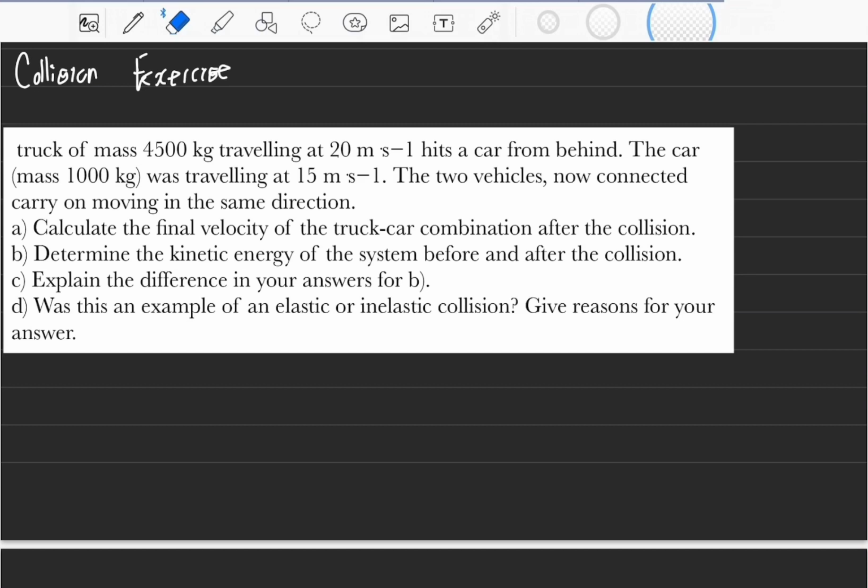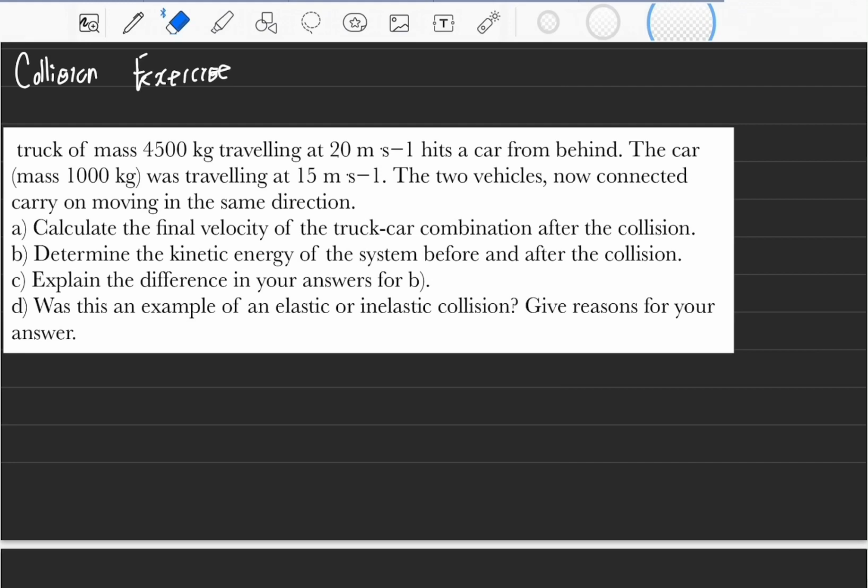I am Dr. Badela, and in this video basically what we're going to be doing is collision calculations. So basically there are two types of collisions. You have elastic collision and inelastic collision.